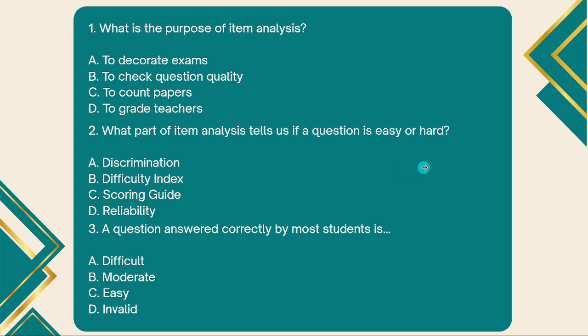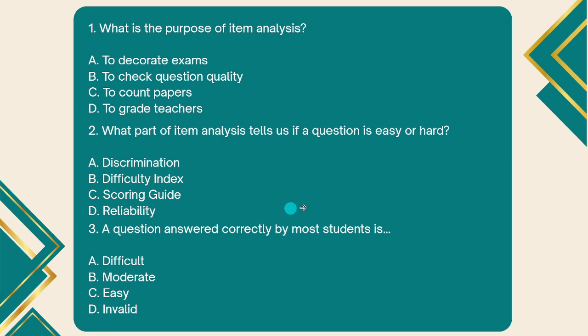For number two, what part of item analysis tells us if a question is easy or hard? Letter A, discrimination. Letter B, difficulty index. Letter C, scoring guide. Or letter D, reliability. For number three, a question answered correctly by most students is: letter A, difficult, letter B, moderate, letter C, easy, or letter D, valid.